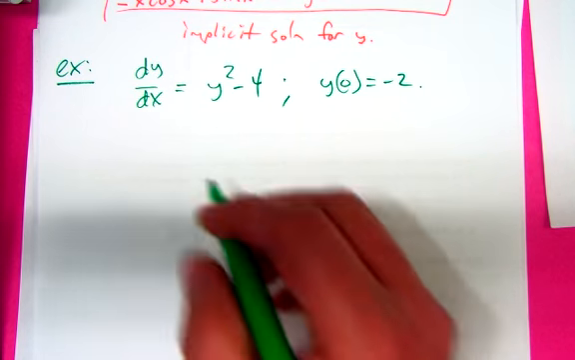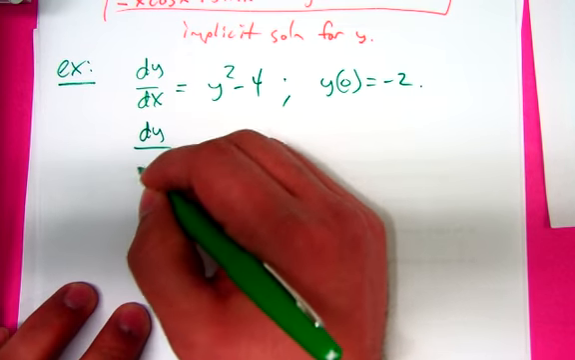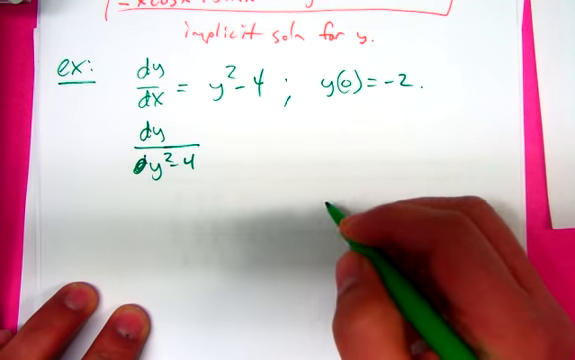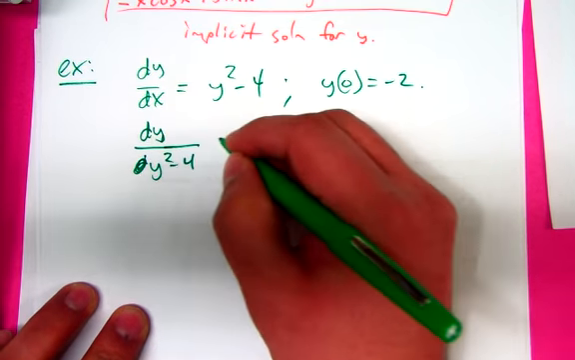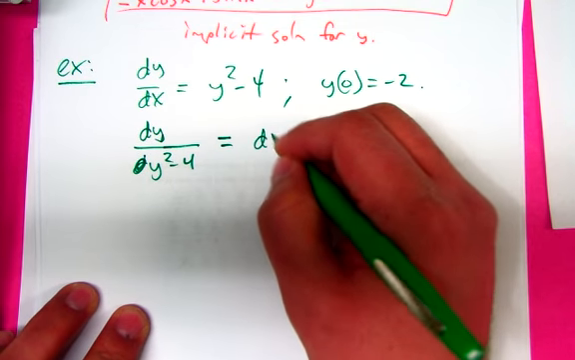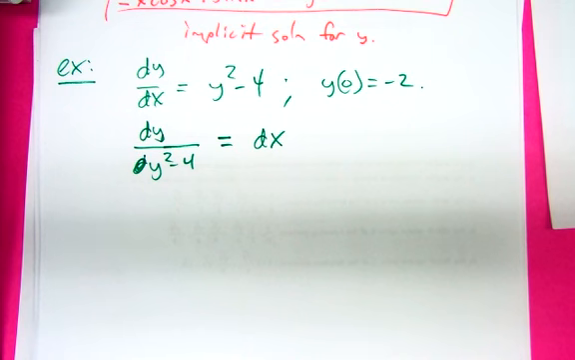When you separate variables, what do you get? Don't mess that up. dy over y squared minus 4 equals dx. How do we integrate dy over y squared minus 4? We have to separate the fraction.